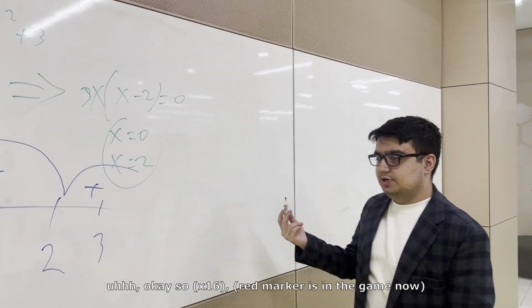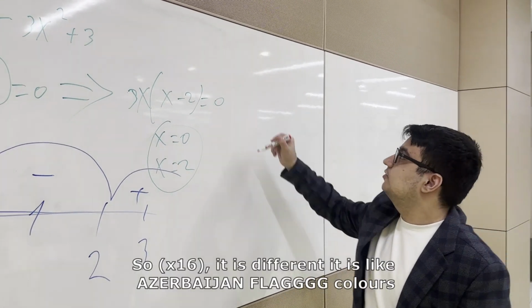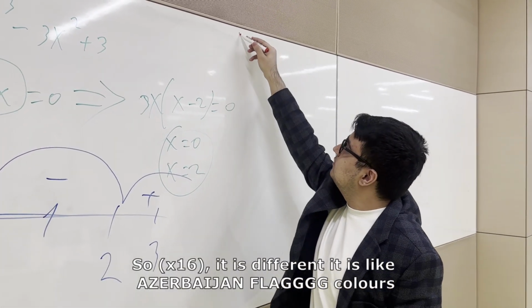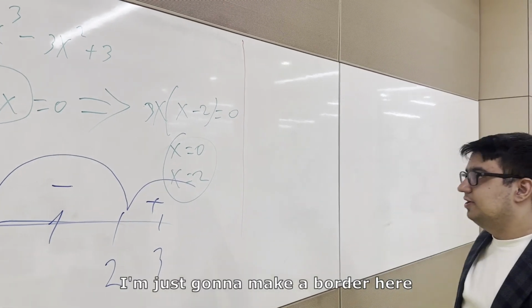Okay, so I'm just gonna change the red marker so it's different. It's like Azerbaijan flag colors. I'm just gonna make a border here.